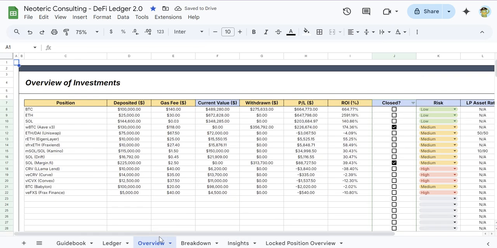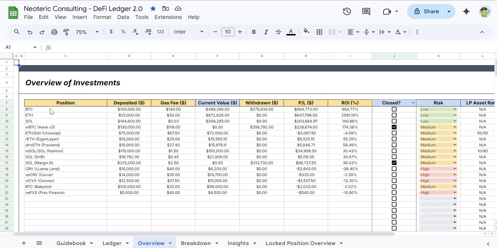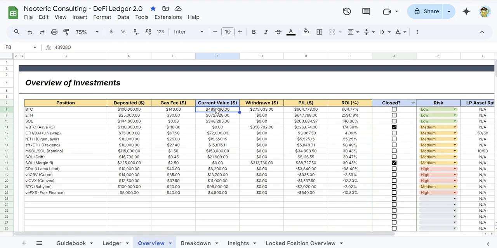Moving on to overview. Overview has way less, quote unquote, stuff to do, so a lot fewer manual inputs. As you can see, these are all sourced. All of this is basically sourced from the ledger tab. The main input here is the current value.